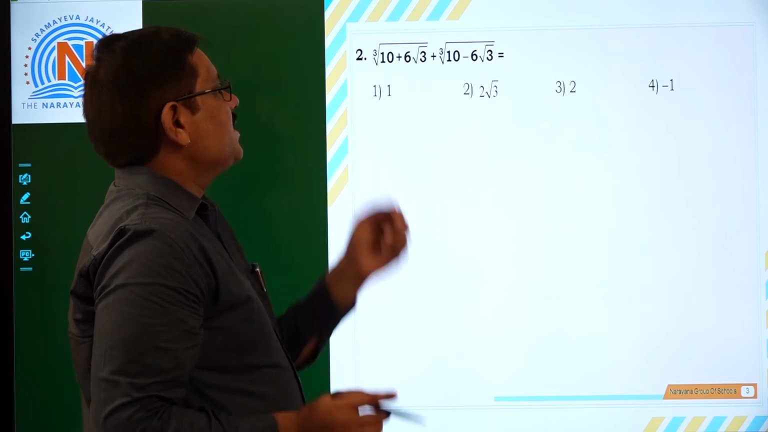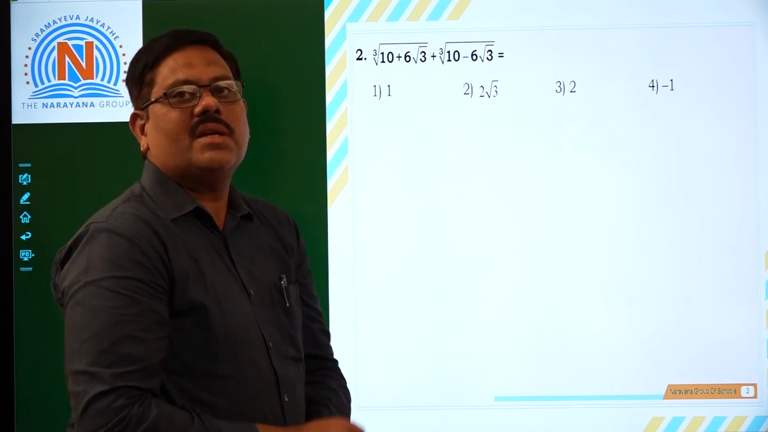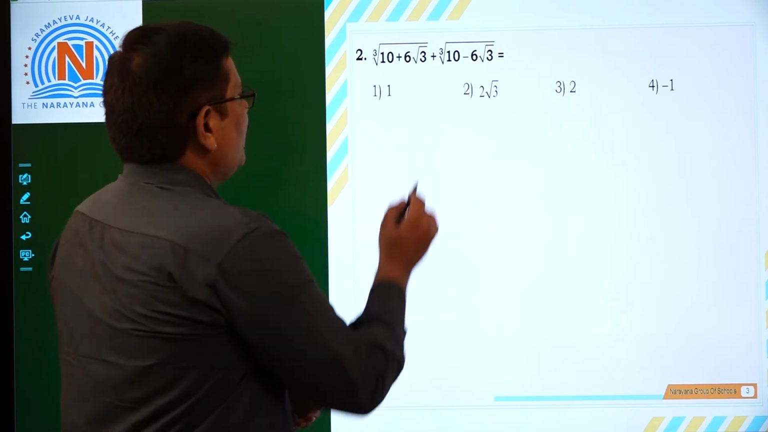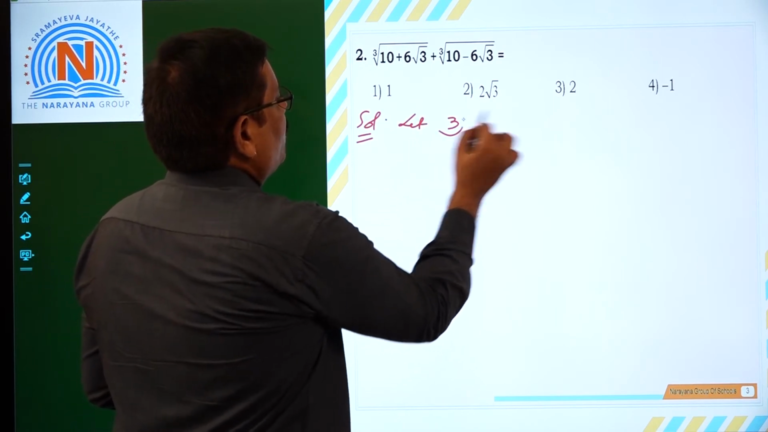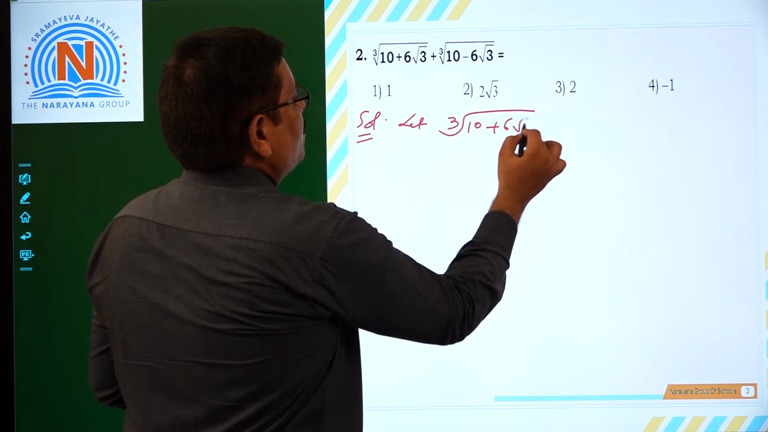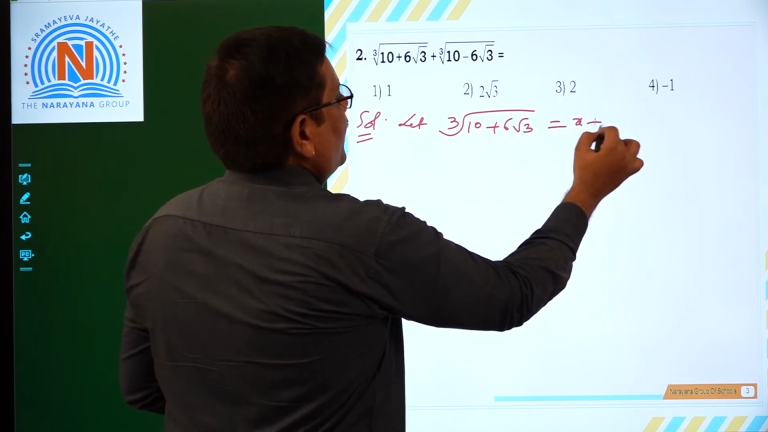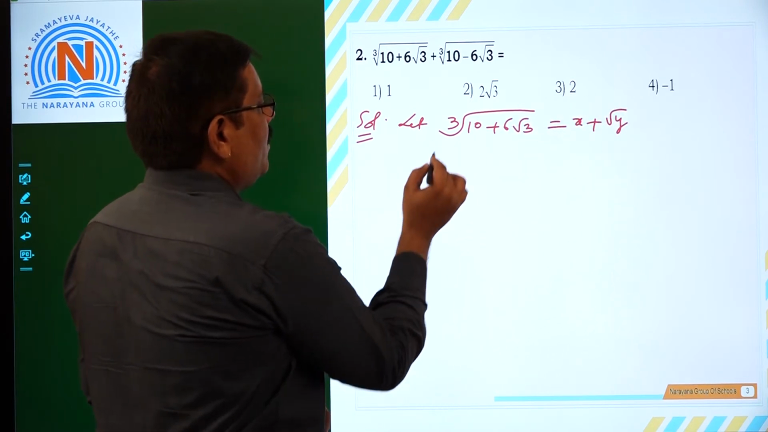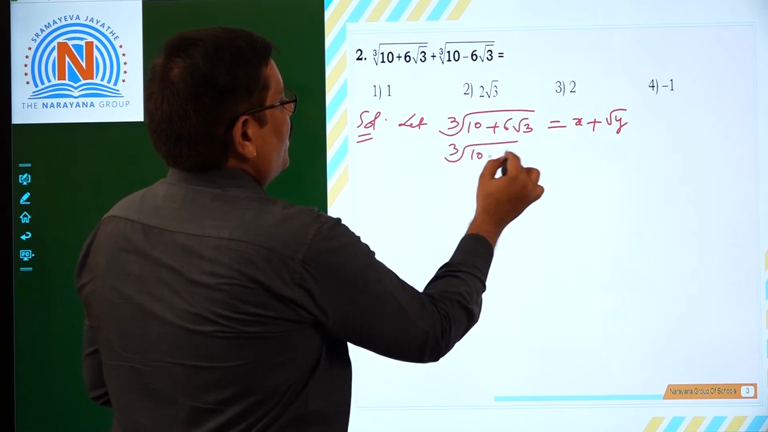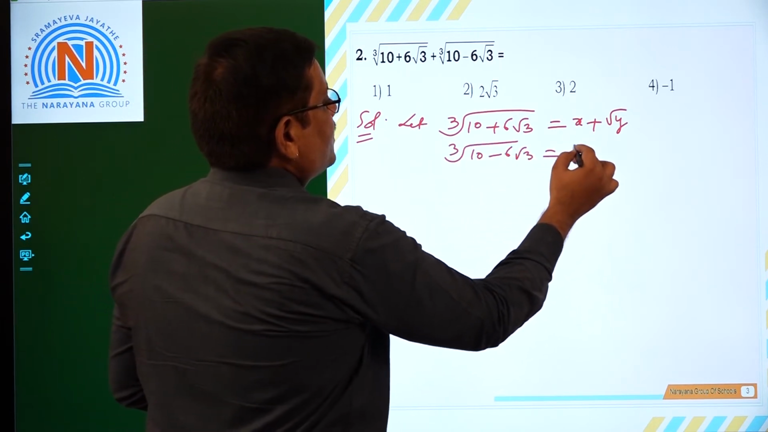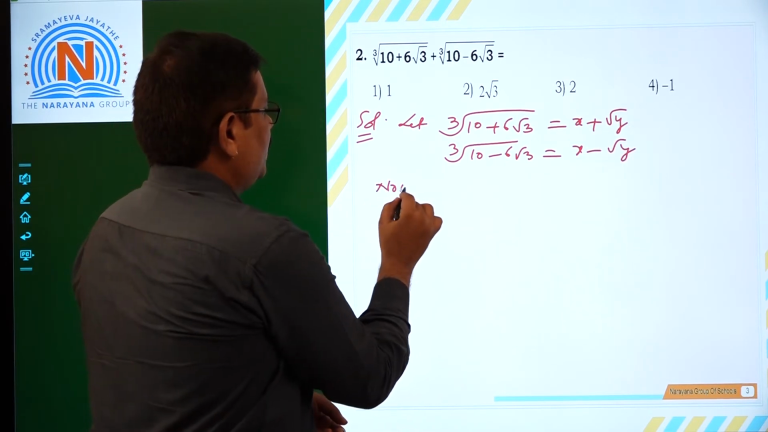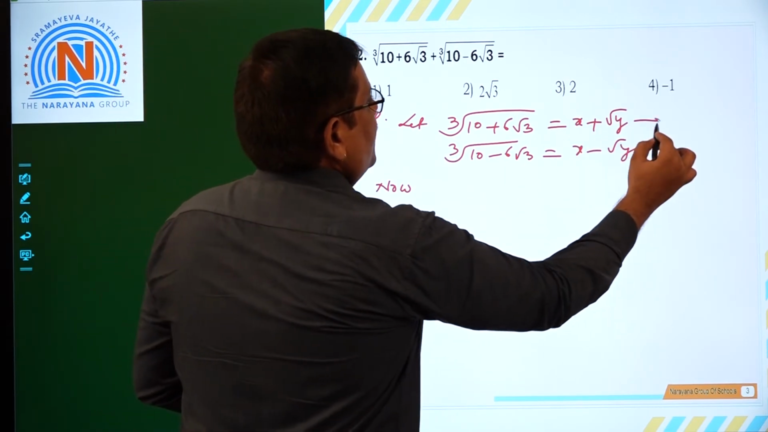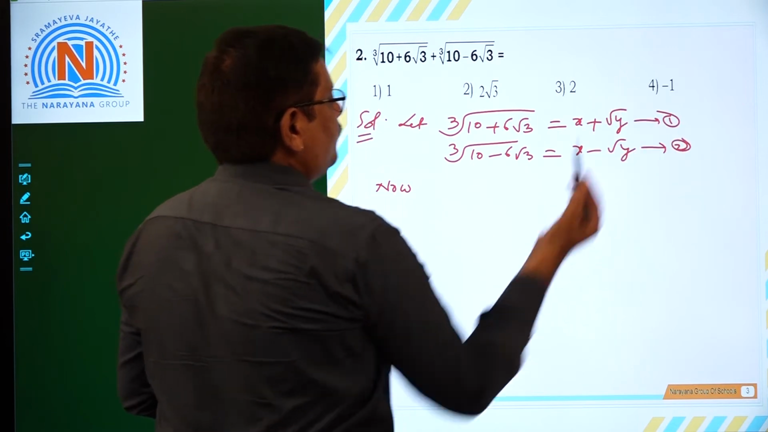Cube root of 10 plus 6 root 3 plus cube root of 10 minus 6 root 3 is equal to. Here also let us take cube root of 10 plus 6 root 3 is equal to x plus root y. Similarly, cube root of 10 minus 6 root 3 we can take as x minus root y. Now, this is first equation, let me take as second equation.